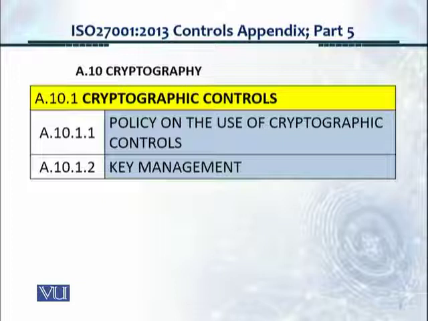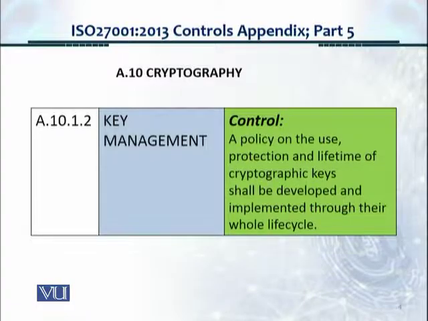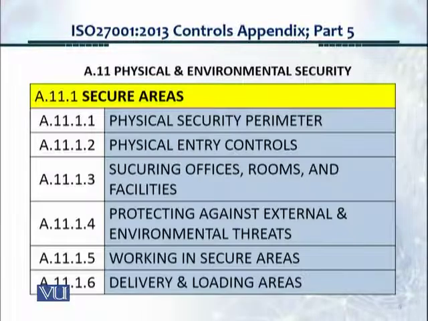Cryptography has 2 controls and only 1 control objective, cryptographic controls A10.1. We have 2 controls: policy on the use of cryptographic controls, so a policy should be in place, and then you need to conduct key management. For key management, let's take a look in more detail. A policy on the use, protection, and lifetime of cryptographic keys shall be developed and implemented through their whole life cycle. Key management is very important wherever cryptography is involved, and there are different ways and mechanisms in which key management needs to be conducted. So this control says that you need to have the policy to implement the entire life cycle.